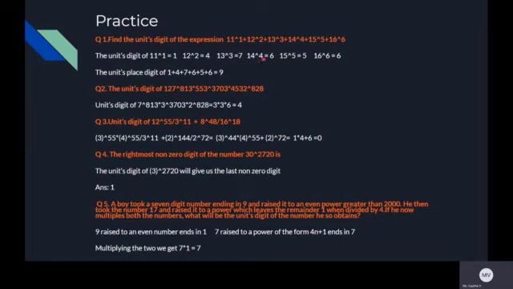4 raised to 4 is 6, last digit. 5 raised to 5, it will always be 5. 6 raised to 6, it will always be 6. 4 raised to an even power, the last digit will be 6, right? Now you just add up the last digit and get the last digit. You don't have to get the whole sum. You only need the units place digit. So when you add it, the units place digit is 9.